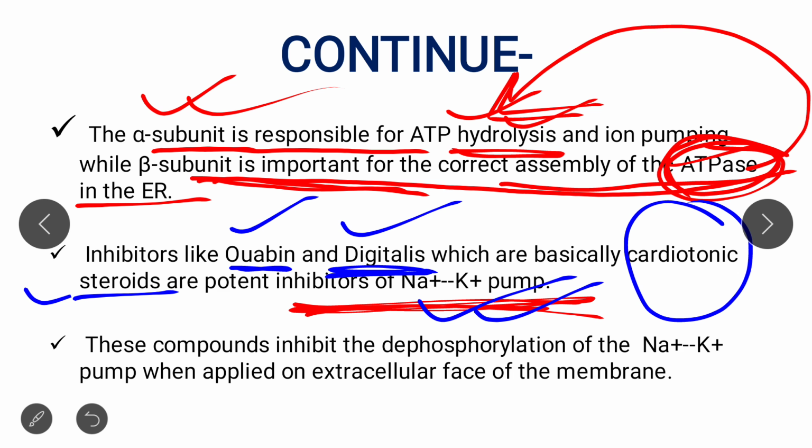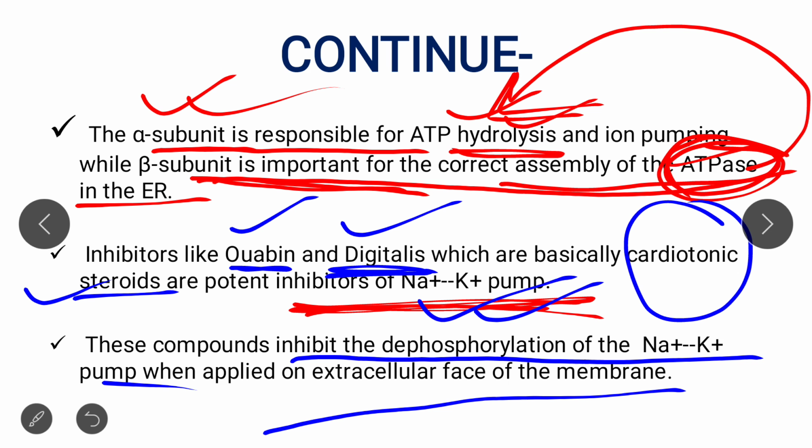These are basically steroids. What does this compound do? This compound inhibits the dephosphorylation of the sodium potassium pump. And if dephosphorylation is inhibited, then the potassium release will also be inhibited, and the function will not occur properly. So dephosphorylation is very important.